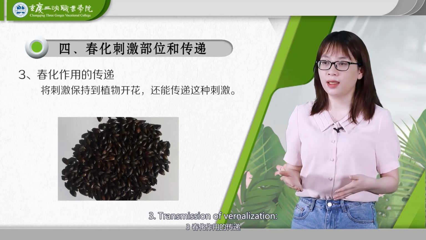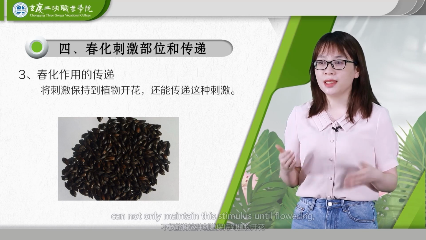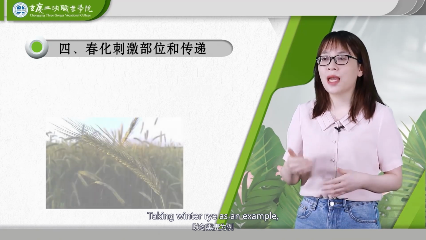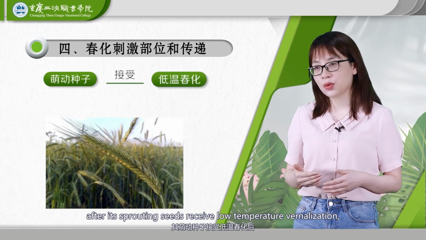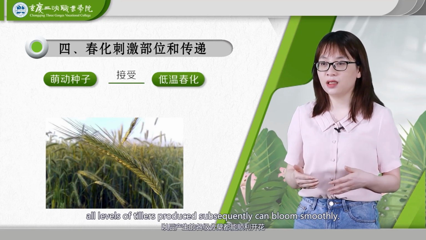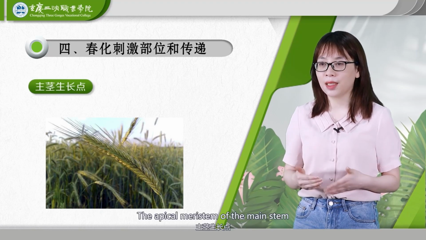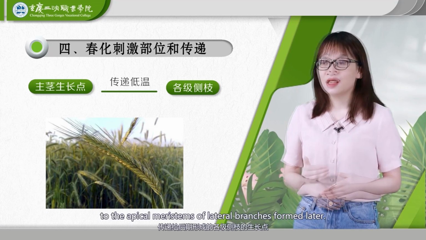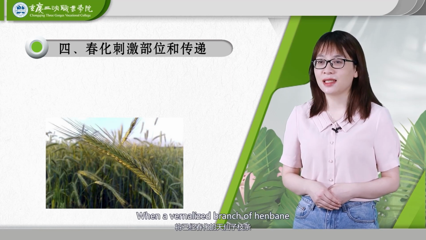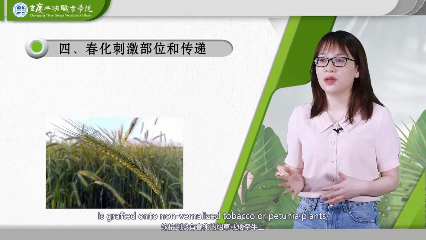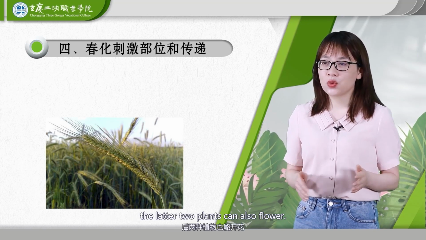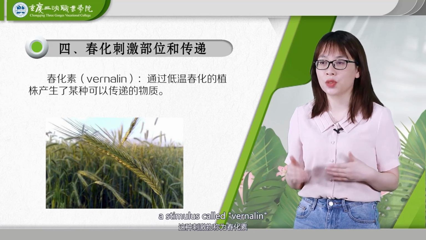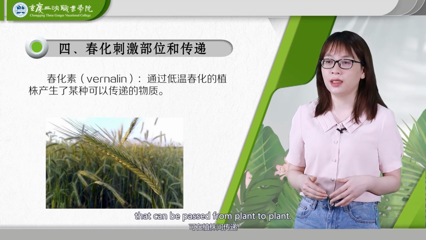3. Transmission of vernalization. Plants that have completed vernalization can not only maintain this stimulus until flowering, but also transmit this stimulus. Taking winter rye as an example, after its sprouting seeds receive low temperature vernalization, all levels of tillers produced subsequently can bloom smoothly. The apical meristem of the main stem can transmit the perceived low temperature stimulus to the apical meristems of lateral branches formed later. When a vernalized branch of henbane is grafted onto non-vernalized tobacco or petunia plants, the latter 2 plants can also flower. This suggests that plants vernalized at low temperatures produce a transmissible substance, a stimulus called vernalin, that can be passed from plant to plant.